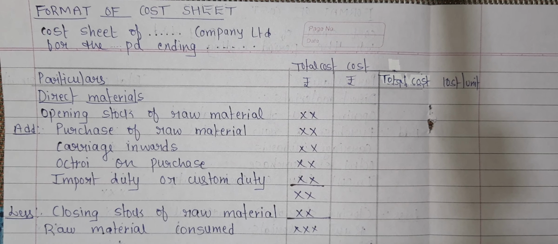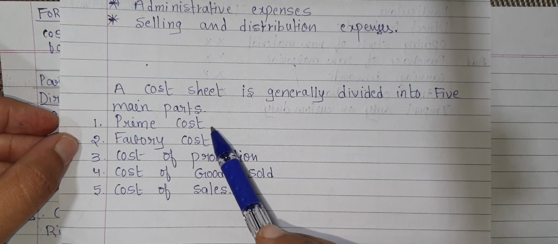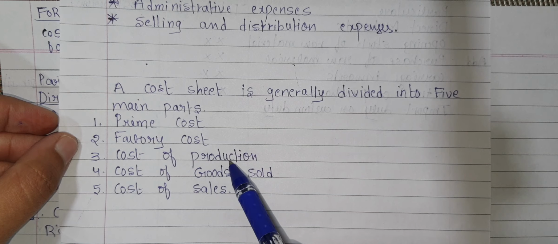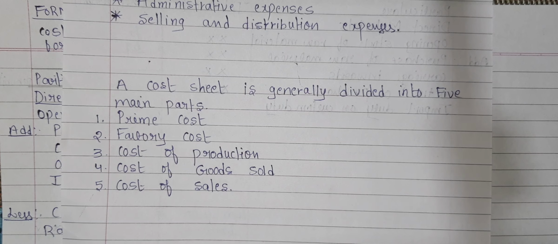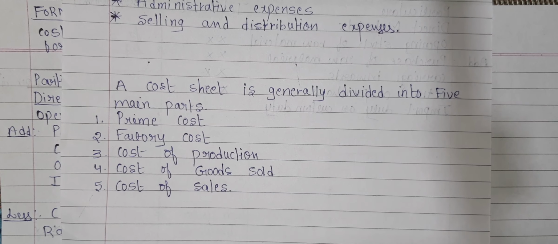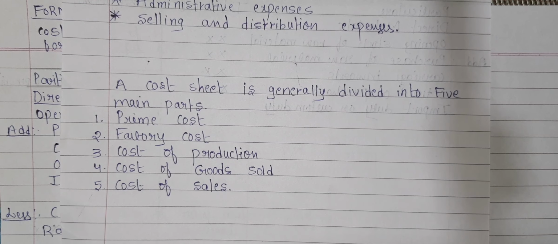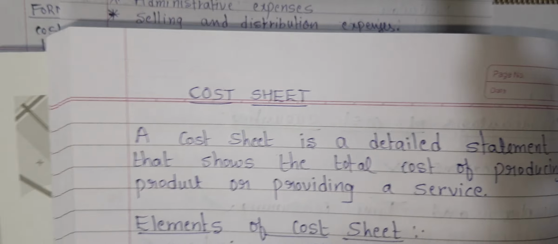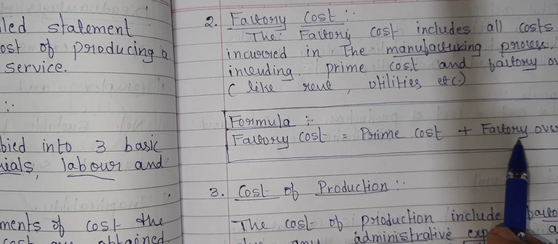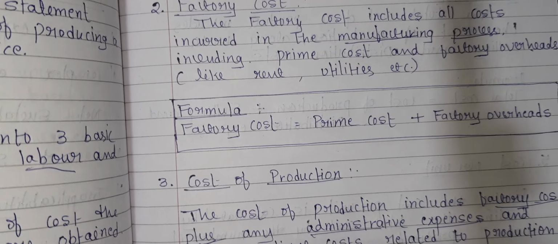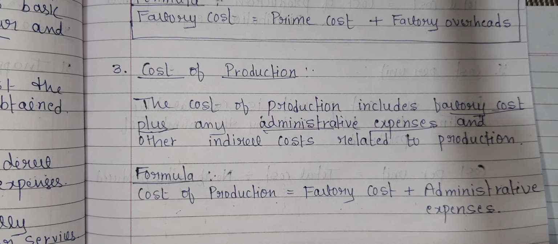Before that, a cost sheet is generally divided into 5 main parts. They are prime cost, factory cost, cost of production, cost of goods sold and cost of sales. See, in the last class I explained the formula of prime cost. Prime cost equals direct materials, direct labor and direct expenses. And what about factory cost? The formula of factory cost is prime cost plus factory overheads. And cost of production equals factory cost plus administrative expenses.